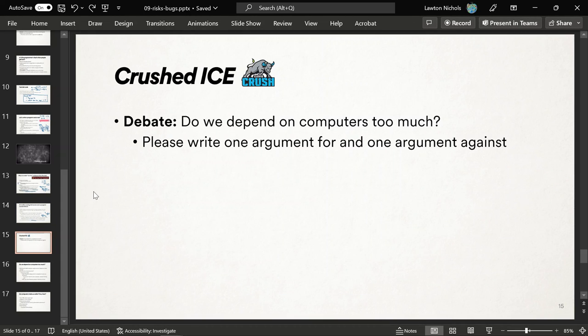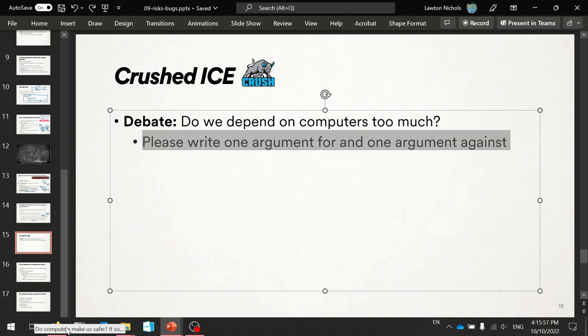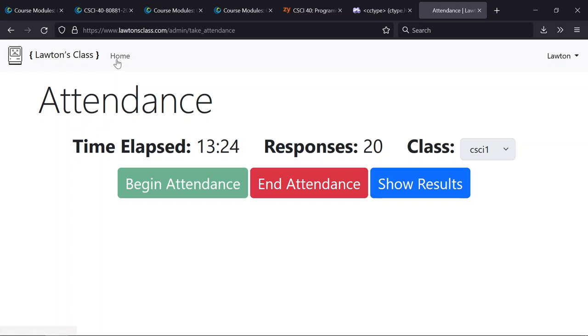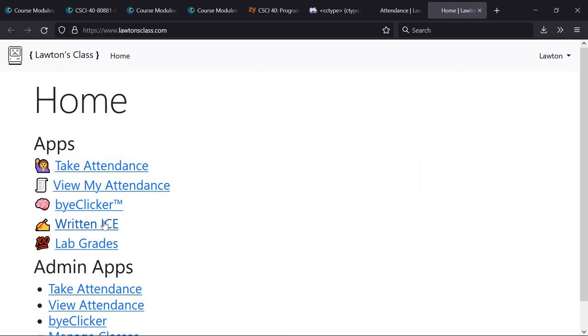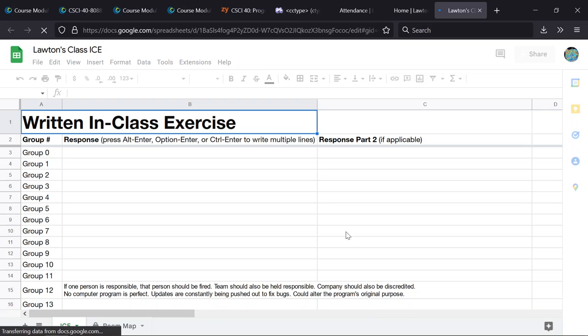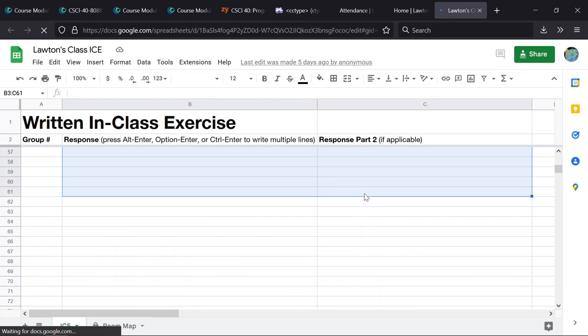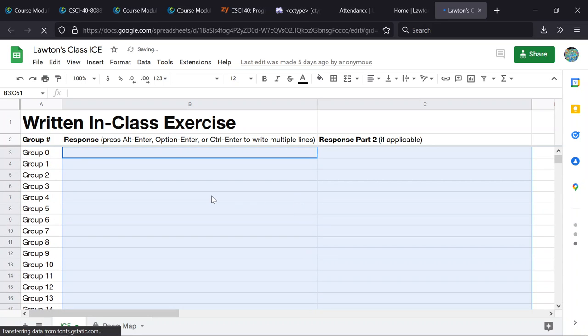So I have a little question for you now. Let's get into groups and talk about this. Here is our debate for the day. Again, let's have you, as a group, write down one argument for and one argument against this time, so that you think about both angles. So please go to the written ice page and I'll clear it out. But your question is about depending on computers. Do we depend on computers too much? Should we not be depending on those computers?